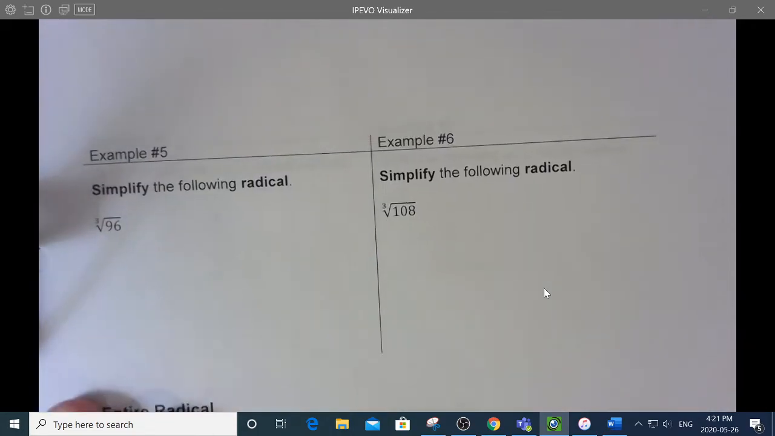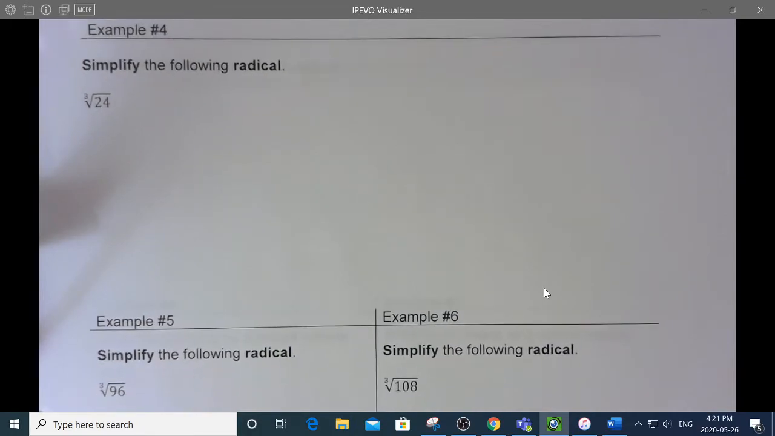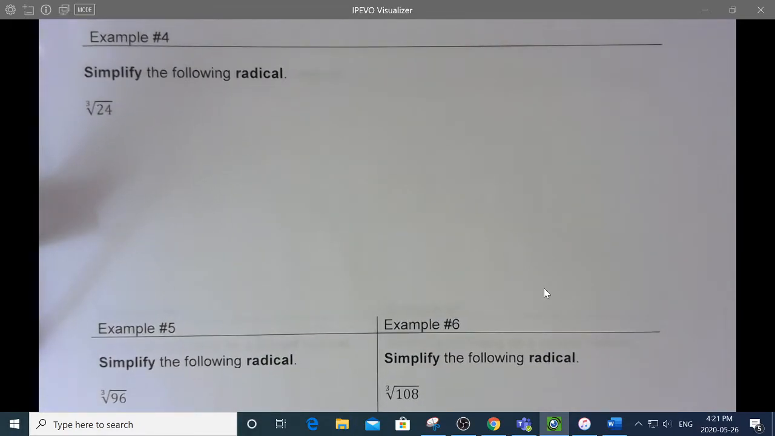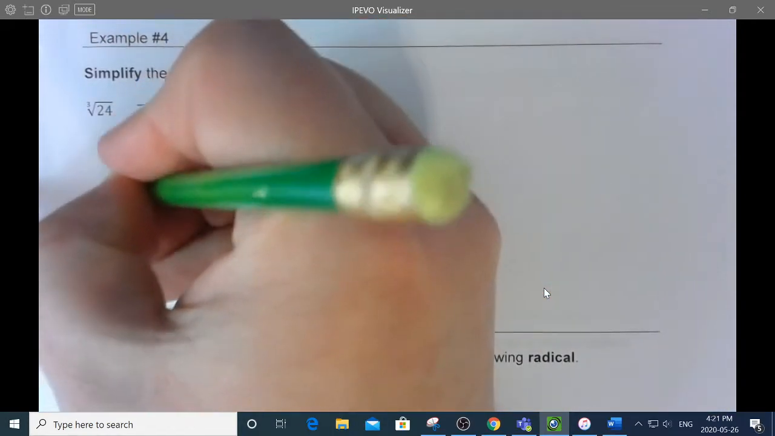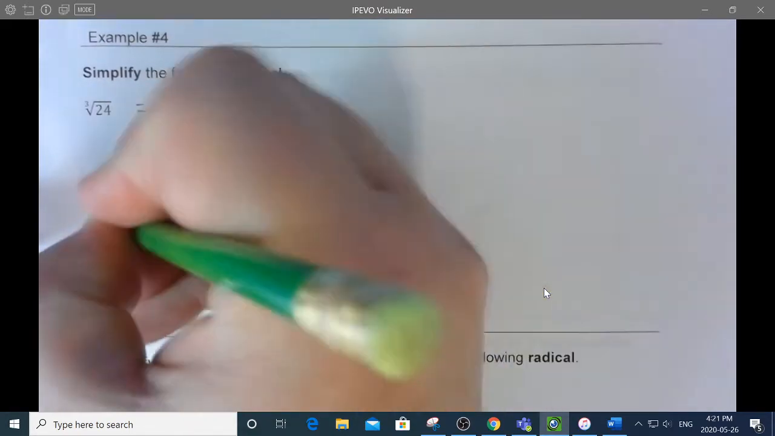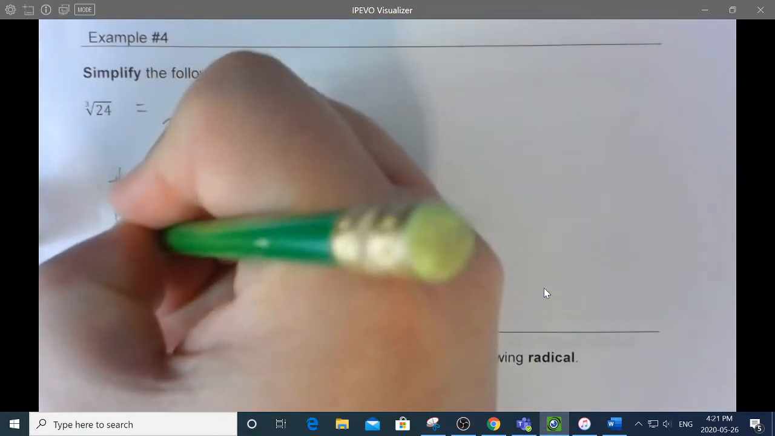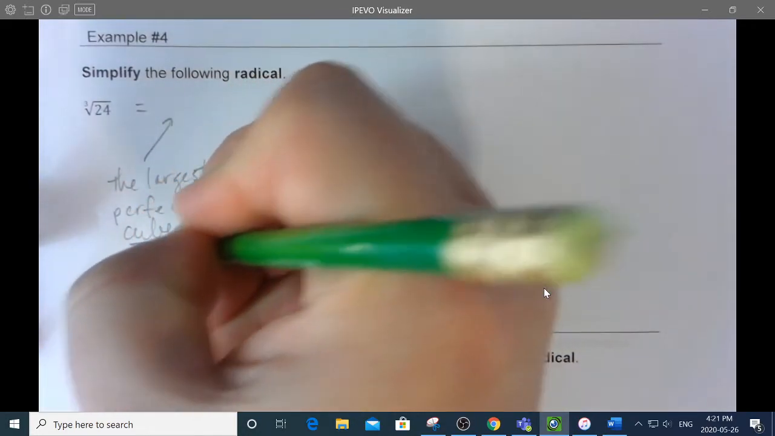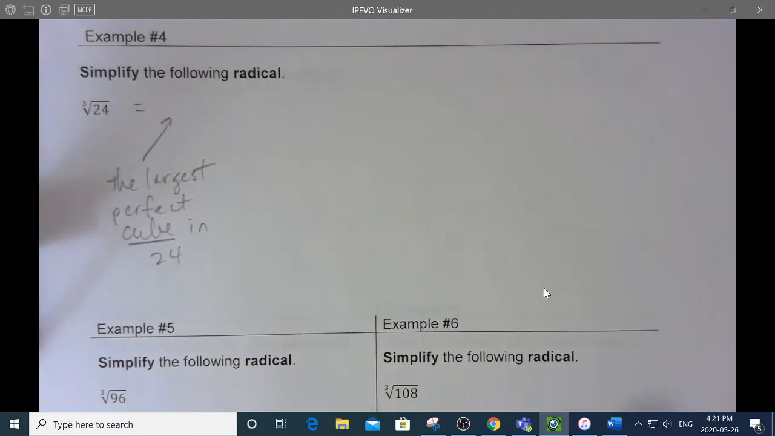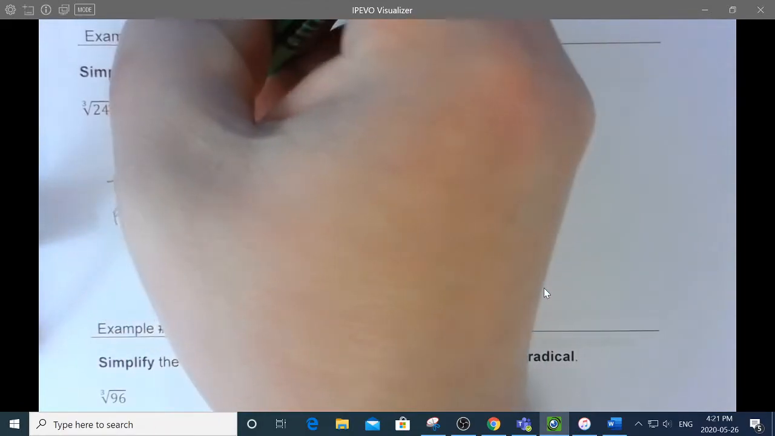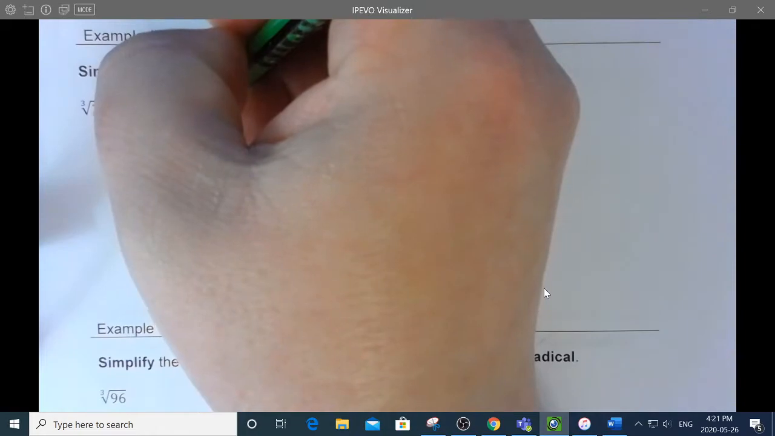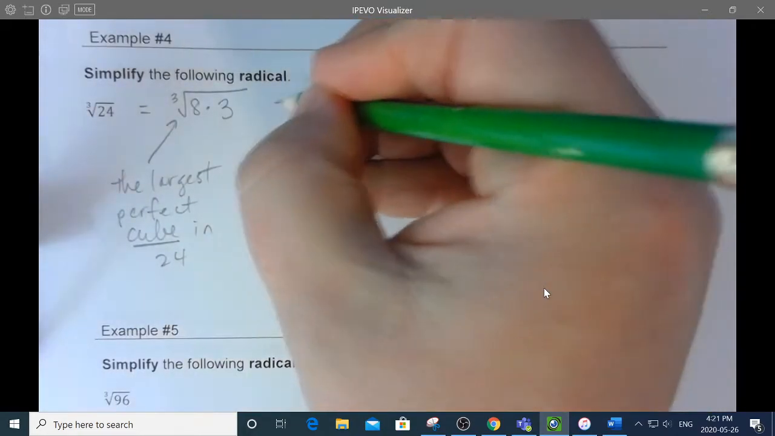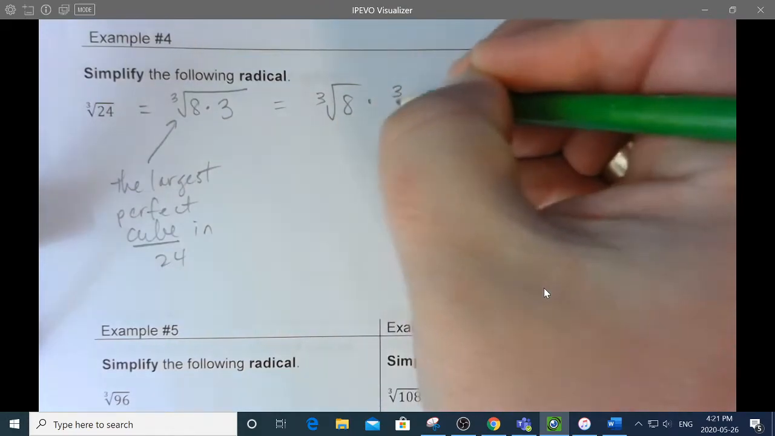So, more examples. Simplify the following radical. What do you notice that's different about this one? Yep, this is a cube root, not a square root. So I am looking for the largest perfect cube in 24. And, well, let's see, 1's a perfect cube, and then the next one after that is 2 times 2 times 2, which is 8. And then the next one after that is 27, which is bigger than 24, so it's got to be 8. So this is 8 times 3, and that's like saying it's the cube root of 8 times the cube root of 3.